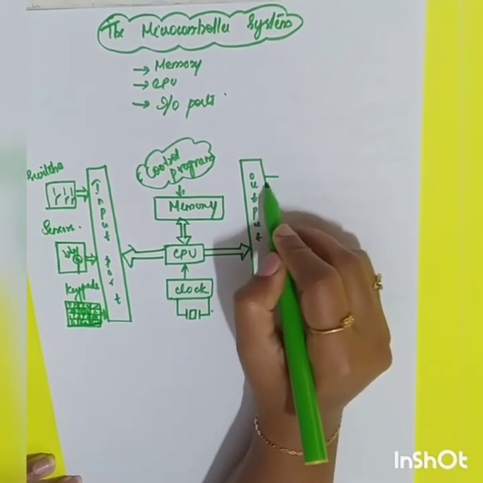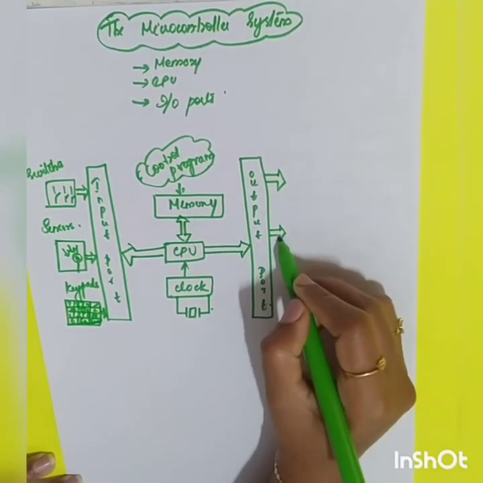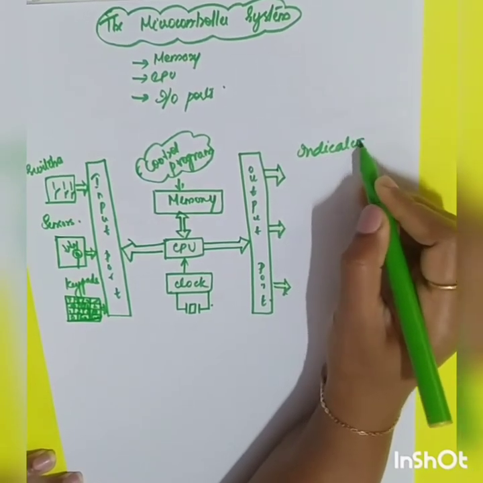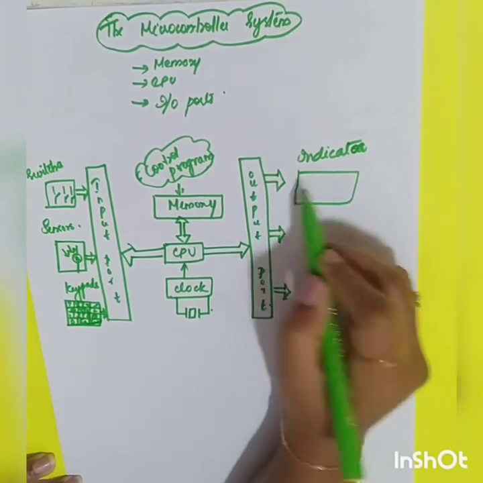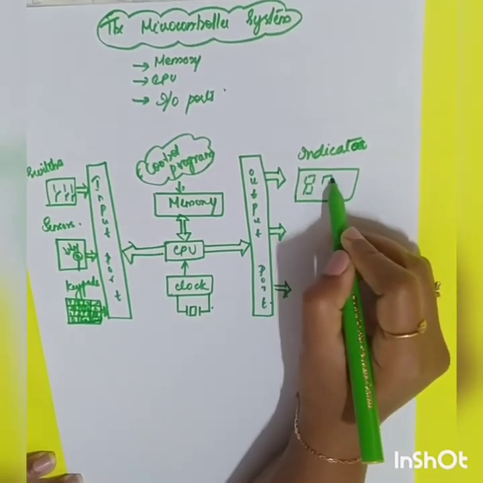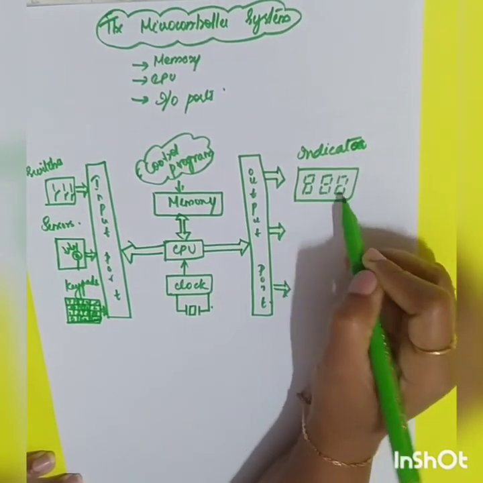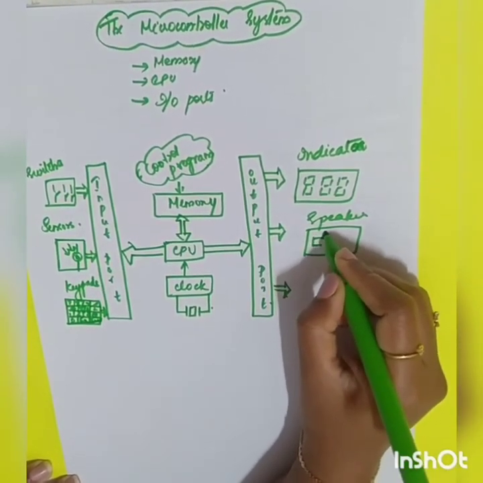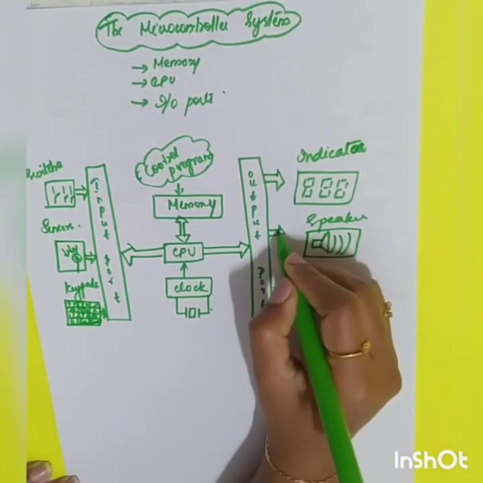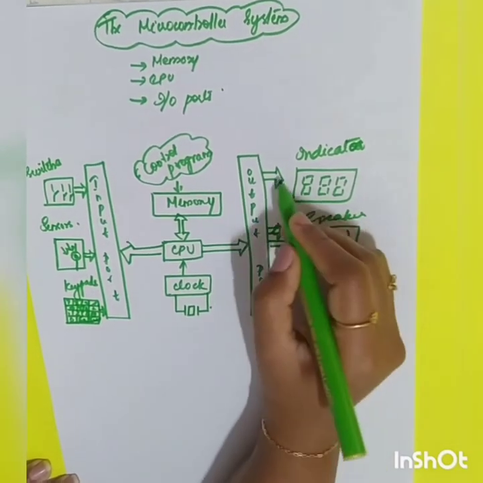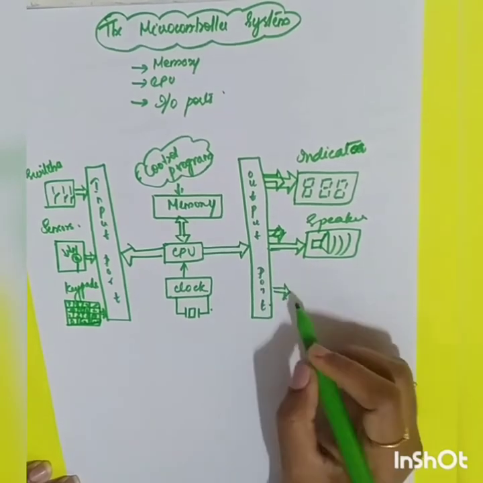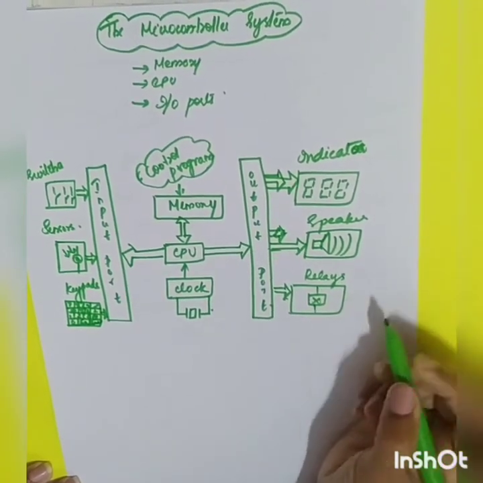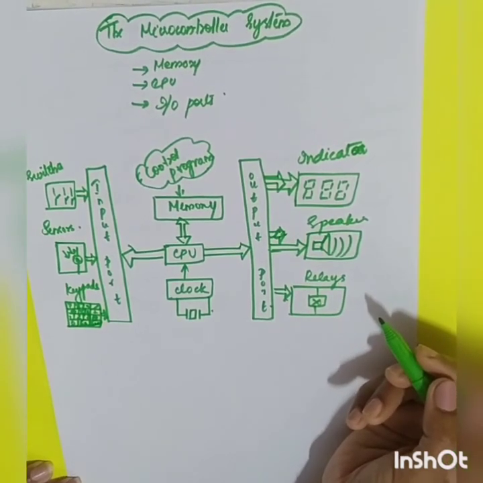And your output will be displayed on different output devices. So the examples of the output devices are either it can be an indicator, LCD display, or it can be speakers, or it can be relays. Okay. So this is the main structure of your microcontroller.